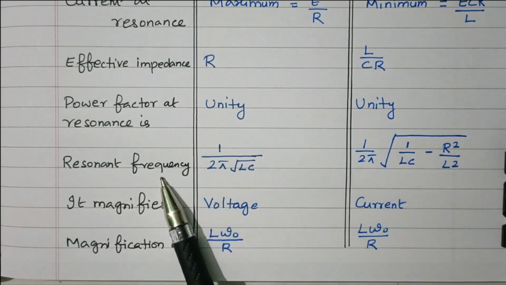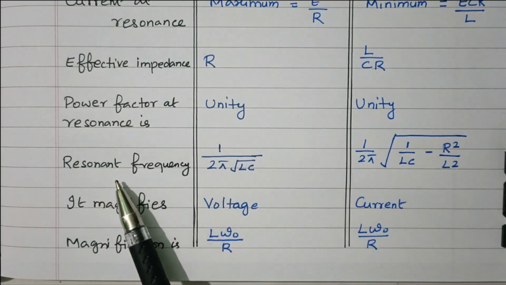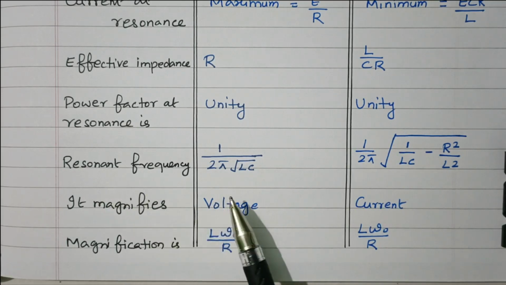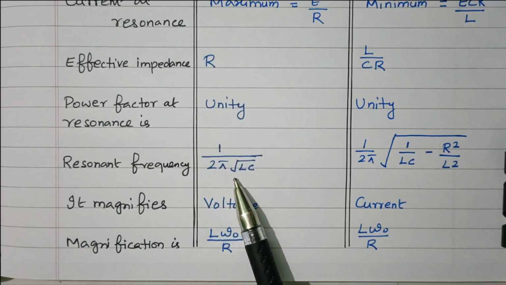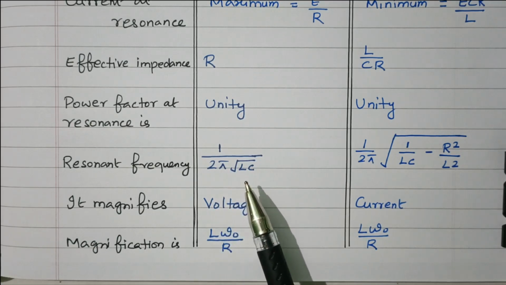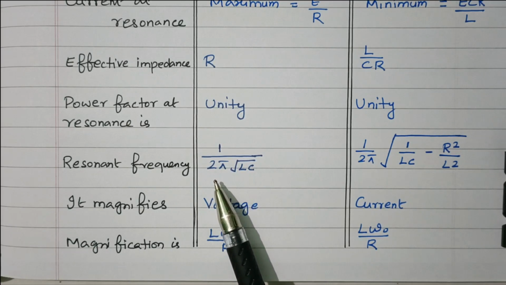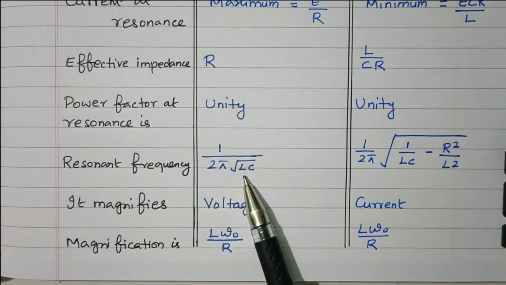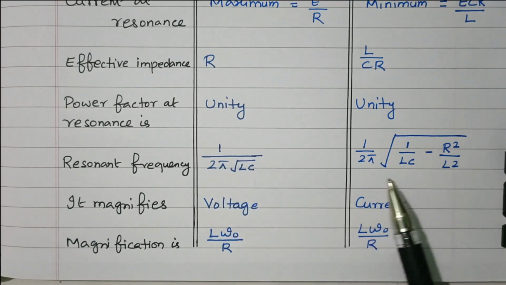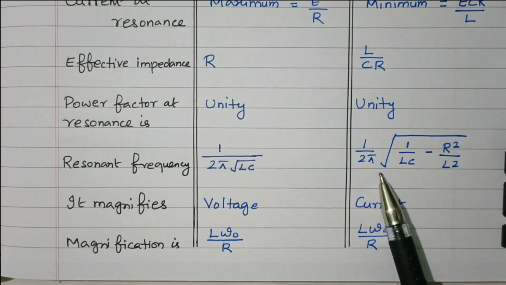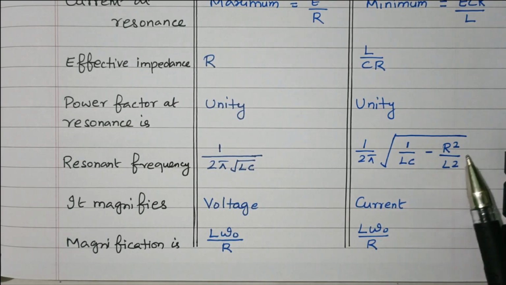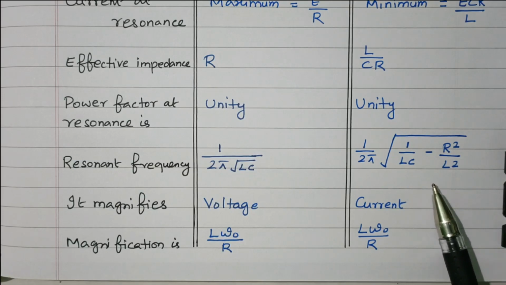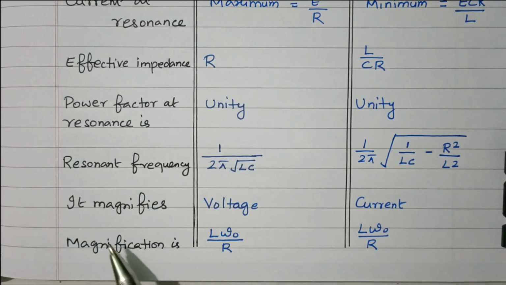Then resonant frequency is very important. The resonant frequency formula for the series circuit is 1 divided by 2 pi square root of LC. In parallel circuit, 1 divided by 2 pi into square root of 1 divided by LC minus R square by L square. So this is the resonant frequency in case of the parallel circuit.